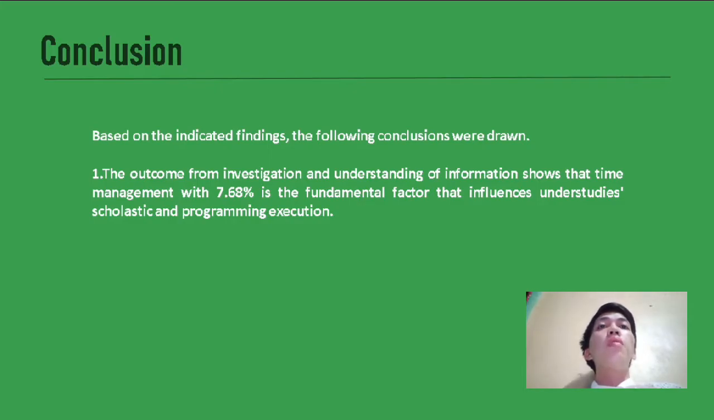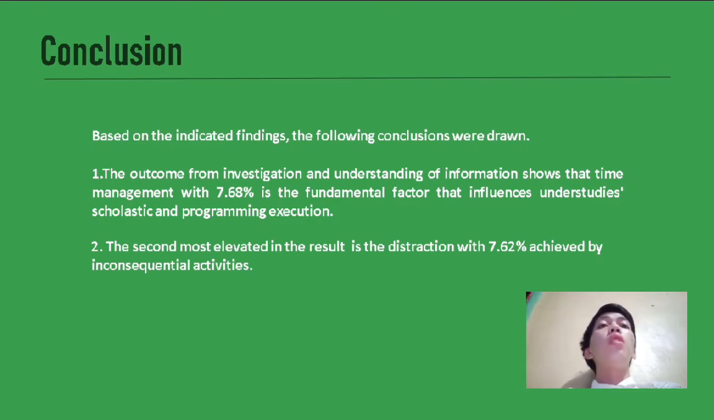1. The outcome from the investigation and understanding of the information shows that time management, with a relative importance index of 7.67%, is the fundamental factor that influences students' academic and programming performance. Number 2. The second highest in the result is distraction and audiovisuals, with the same relative importance index of 7.62%, caused by inconsequential activities. Thank you.